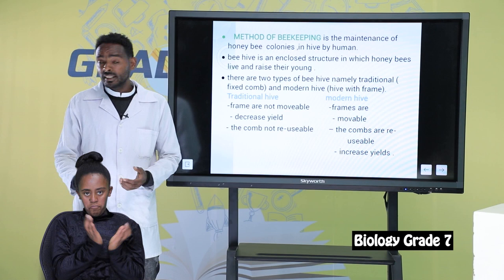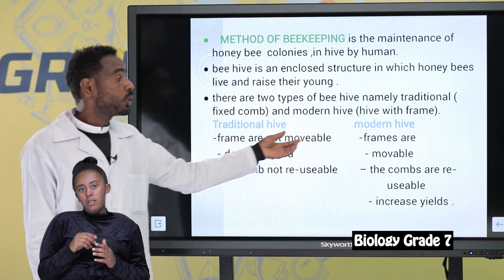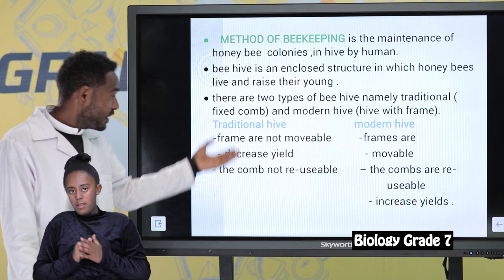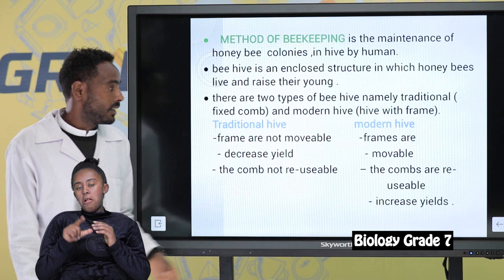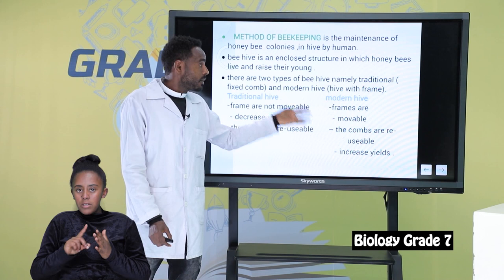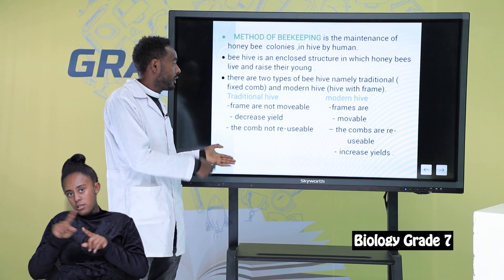In the traditional hive, frames are not movable, and in the modern one, frames are movable. In the traditional hive, yield is decreased, with more beeswax and less honey. In the modern hive, yield is increased. This means high honey and less beeswax. This is the difference between the traditional hive and the modern hive.